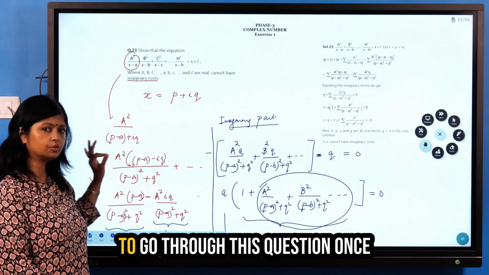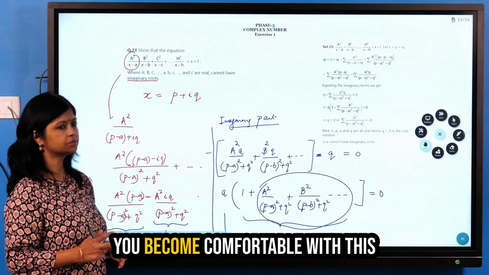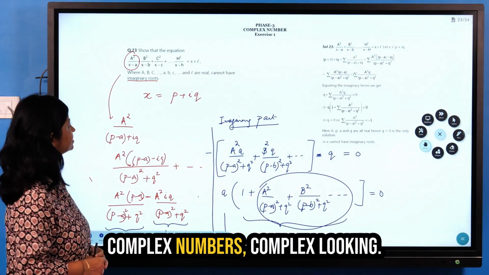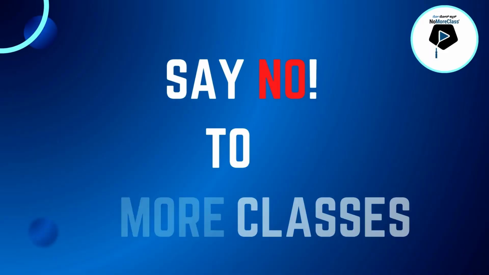We advise the students to go through this question once more and do it yourself so that you become comfortable with this kind of complex looking question in complex numbers. That's all. Thank you.